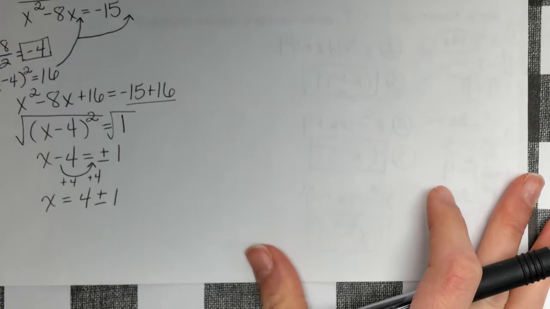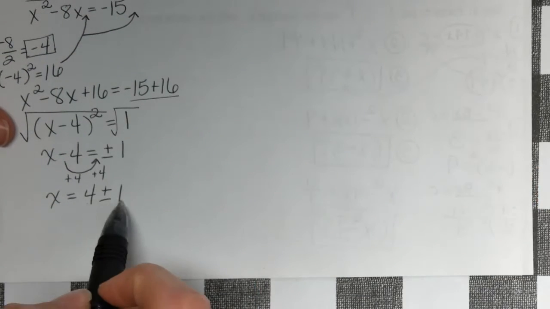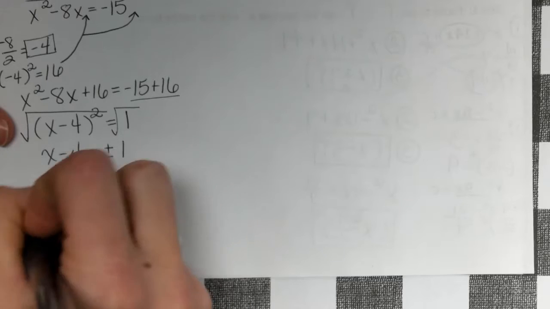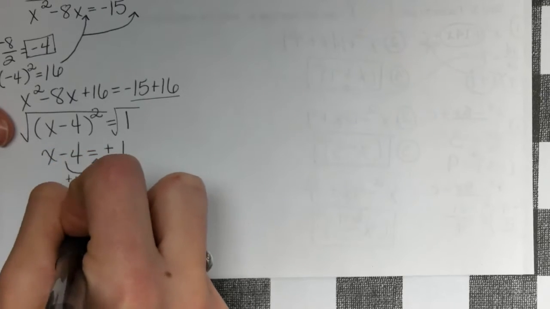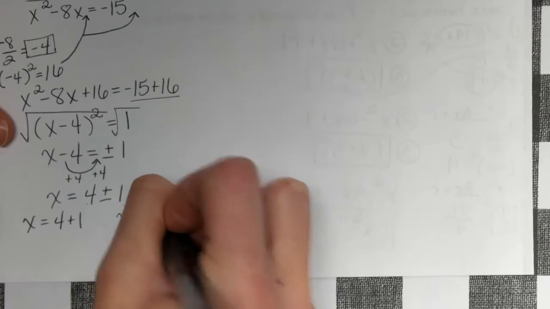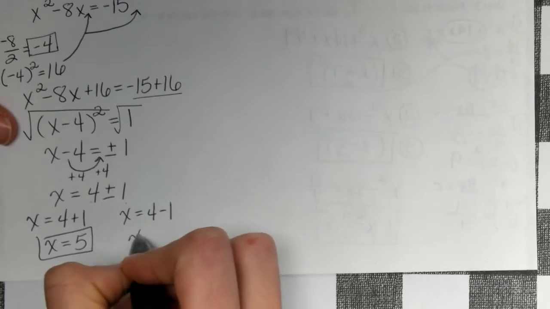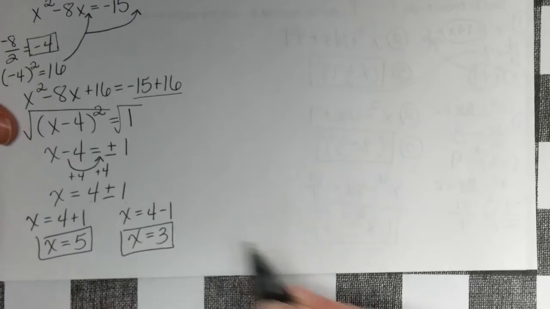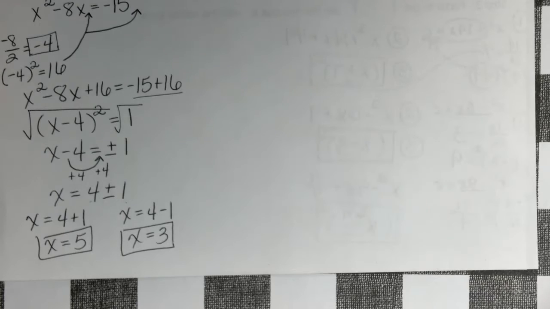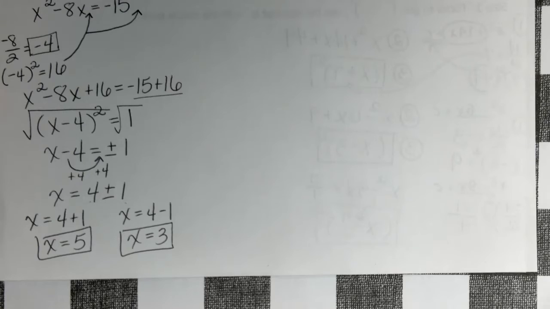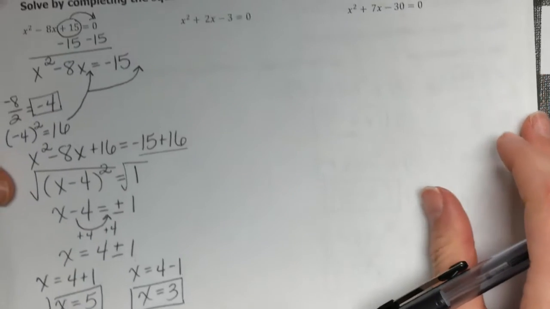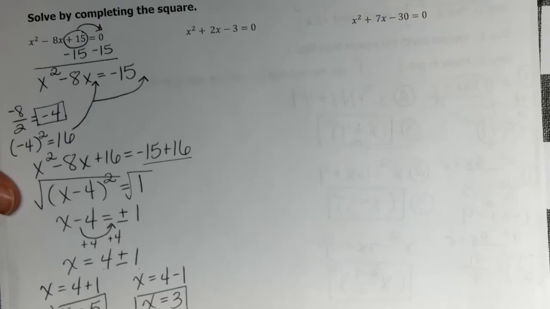Is that my answer? No, remember that I have two whole numbers. I need to split it. So I'm going to split it into x equals 4 plus 1 and x equals 4 minus 1 and simplify. So my two x values will be 5 and 3. Are y'all good with those steps?